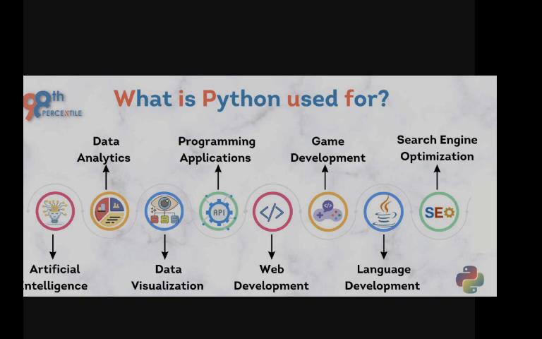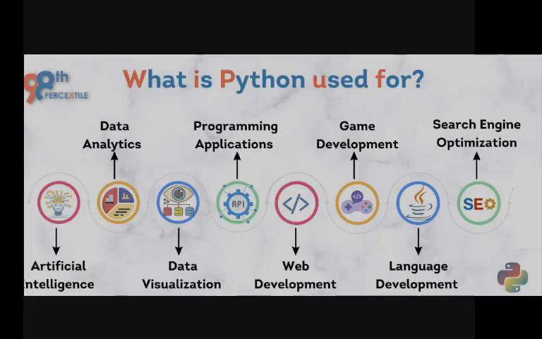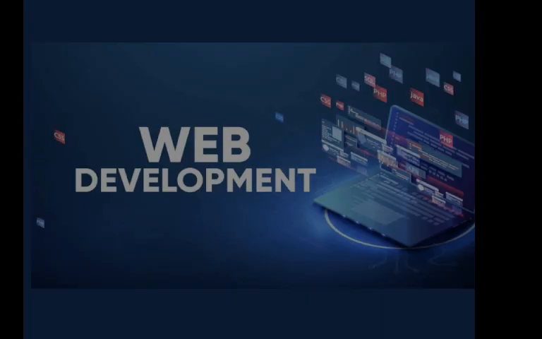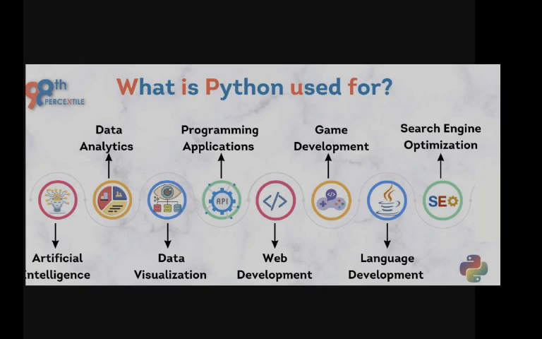It's also used for programming applications. Python applications include web development, software development, database access, game development, desktop applications, education, network programming, and 3D graphics. Speaking of web development, Python is used for web development. Here we have CSS, PHP, SQL, Java, and there are some bar graphs in the back. Something's loading, 43%, and then we have game development. Now we have language development.